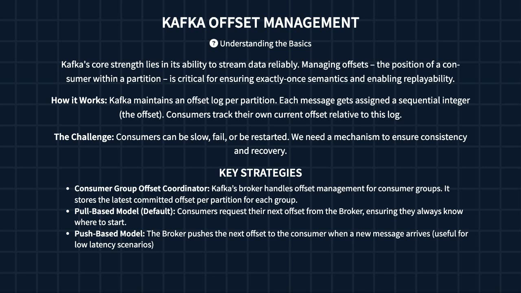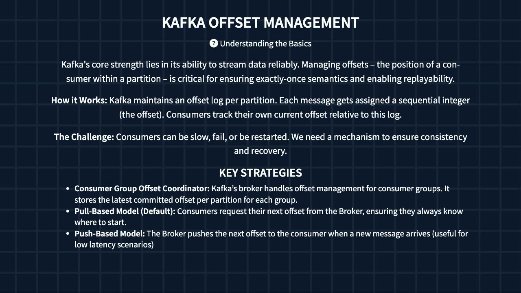It remembers the last offset committed by each consumer within each partition. So, if a consumer fails and restarts, it can pick up right where it left off because it knows exactly where to start reading again. There are two main ways consumers get this information. They can ask Kafka, pull-based, or Kafka can push the next offset to them, push-based.